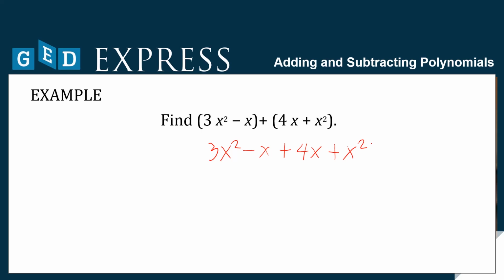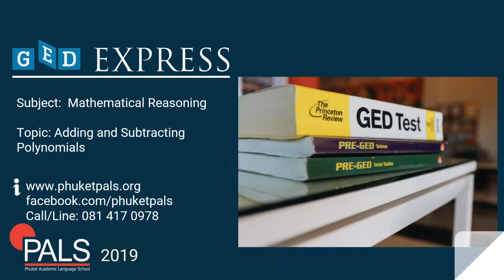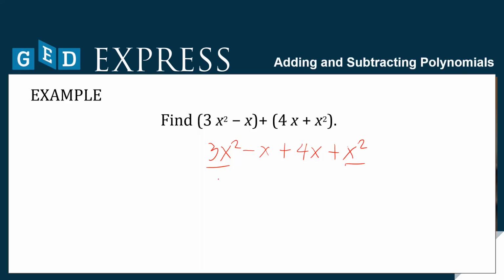Then combining like terms. Okay, so we have 4x to the power of 2, 3 plus 1, because any variable without a coefficient always has a coefficient of one. Then minus x and 4x, they're the same, so we have 3x. So the answer is 4x to the power of 2 plus 3x.